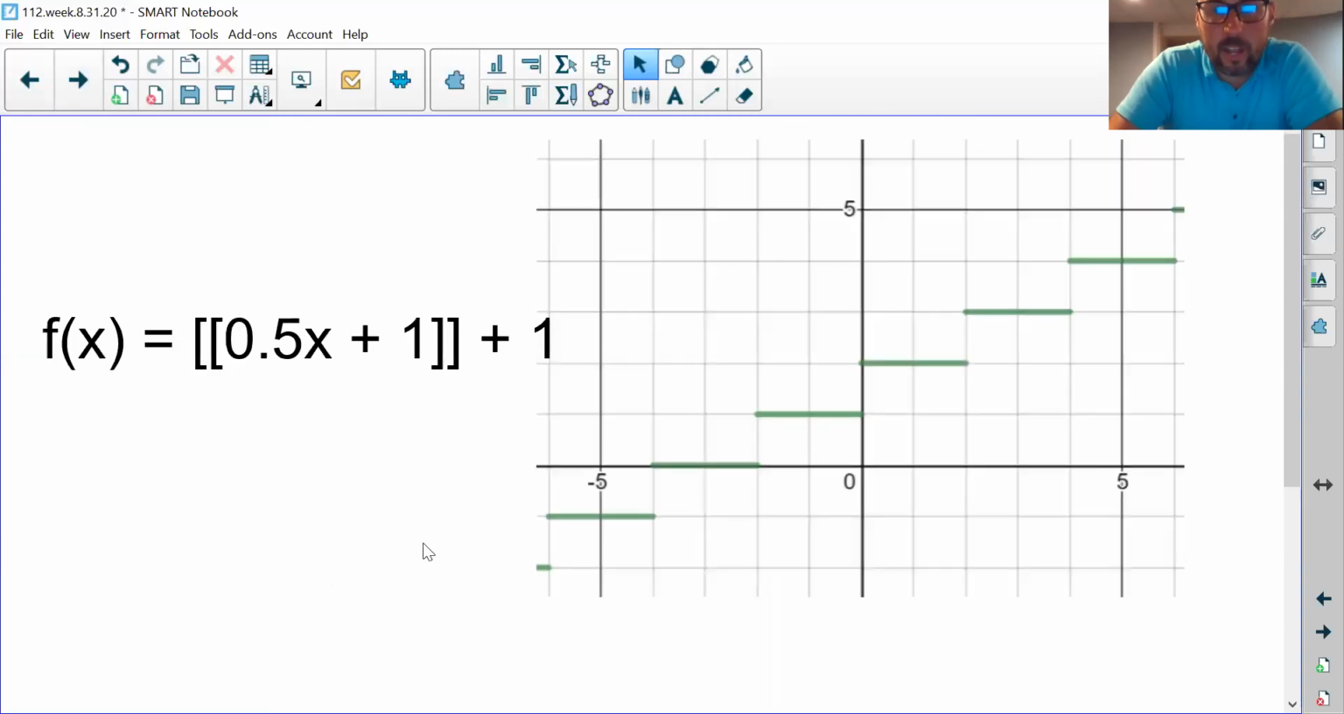And just to show you the graphs, here's one example of a graph. It has 3 transformations. It went to the left, the ordered pairs got stretched, the graph got stretched horizontally, and then everything went up 1. But as you can see, it looks like a staircase, and all the inputs between 0 and 2 produce a range value of 2. All the inputs between 2 and 4 produce a range value of 3, and so on.